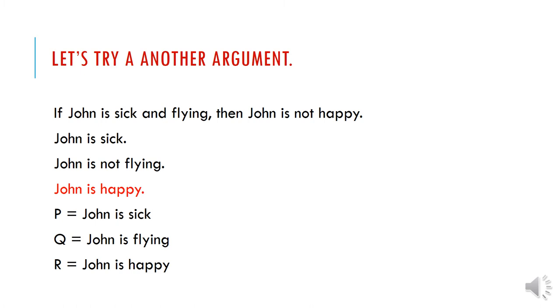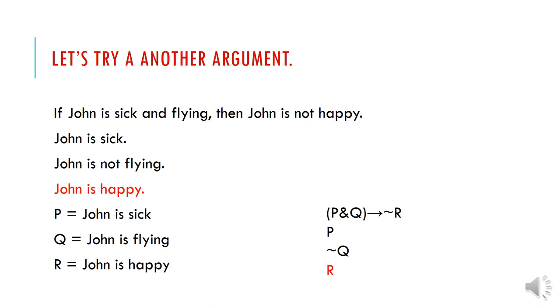Now, when we combine these simple propositions to make the complex propositions, we get something like this. If P and Q together, then not R. P by itself, not Q by itself, therefore R. So if John is sick (P) and flying (Q), then John is not happy (R). John is sick (P), John is not flying (Q), therefore John is happy (R).